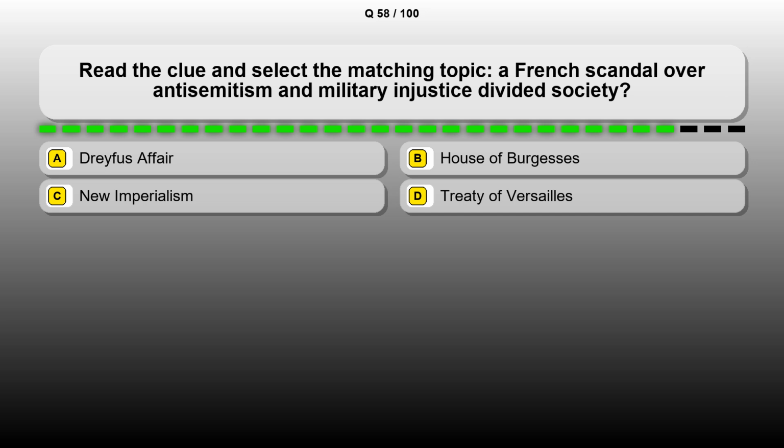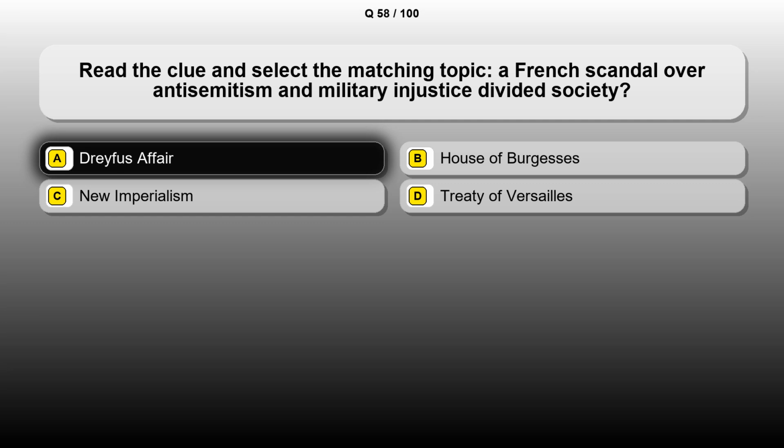Question 58. Read the clue and select a matching topic. A French scandal over antisemitism and military injustice divided society. Option A, Dreyfus Affair. Option B, House of Burgesses. Option C, New Imperialism. Option D, Treaty of Versailles.